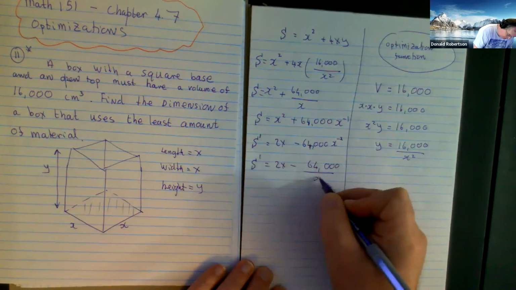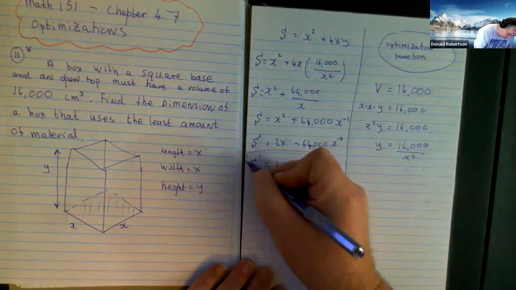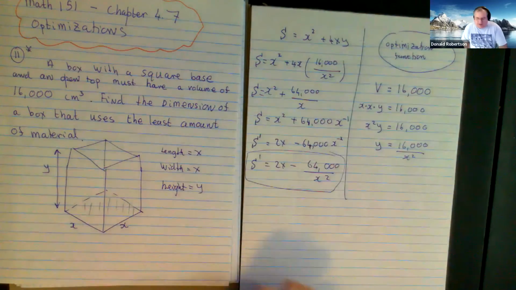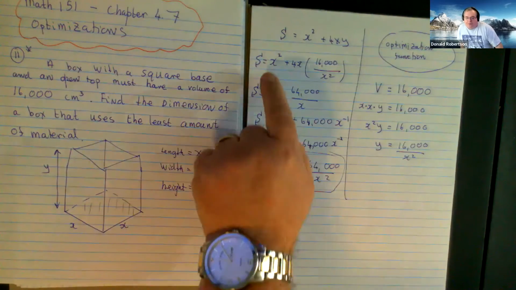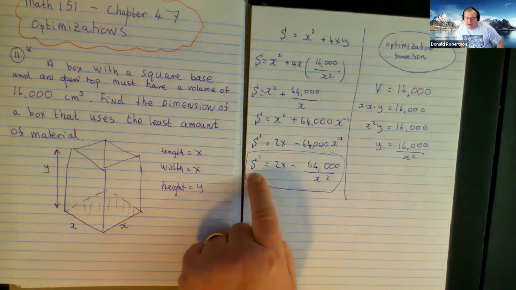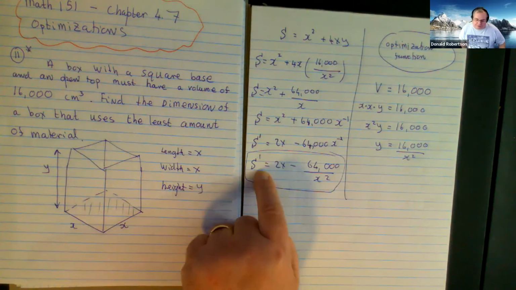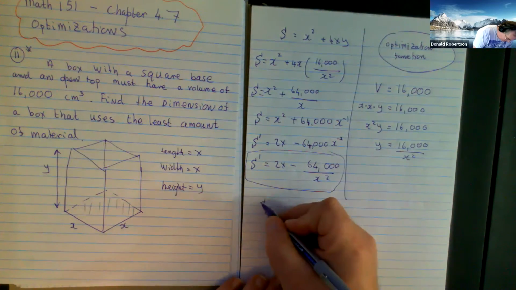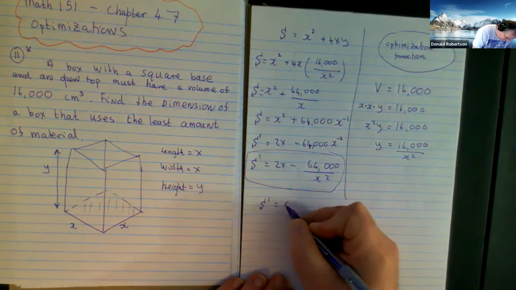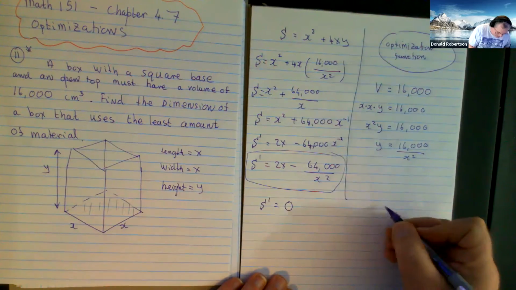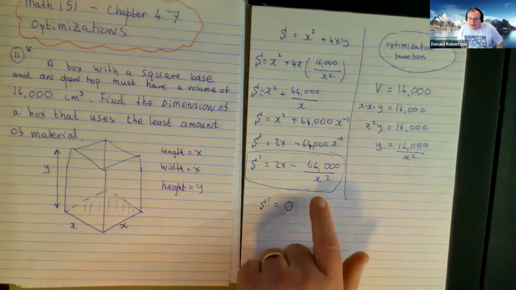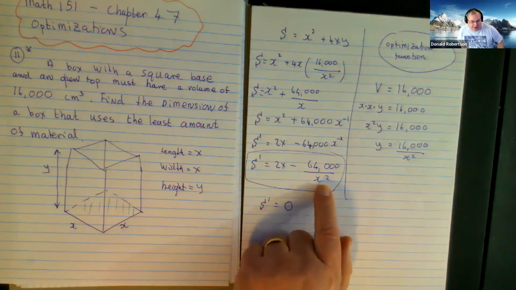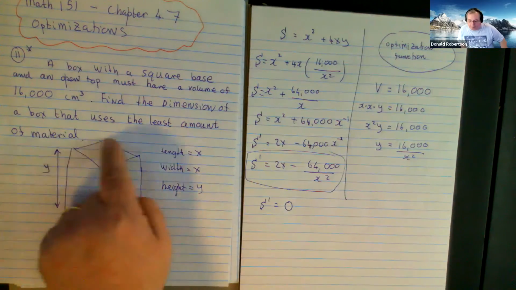Still points. We're almost finished. We've got our optimization function. We've now differentiated our optimization function. We are after, when is this derivative 0? Or when is it undefined? It's undefined at 0. But if you make x 0, won't that box disappear?